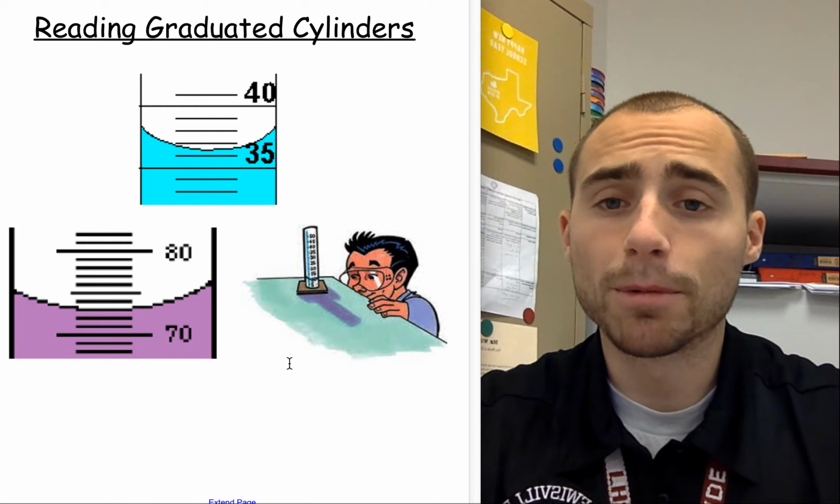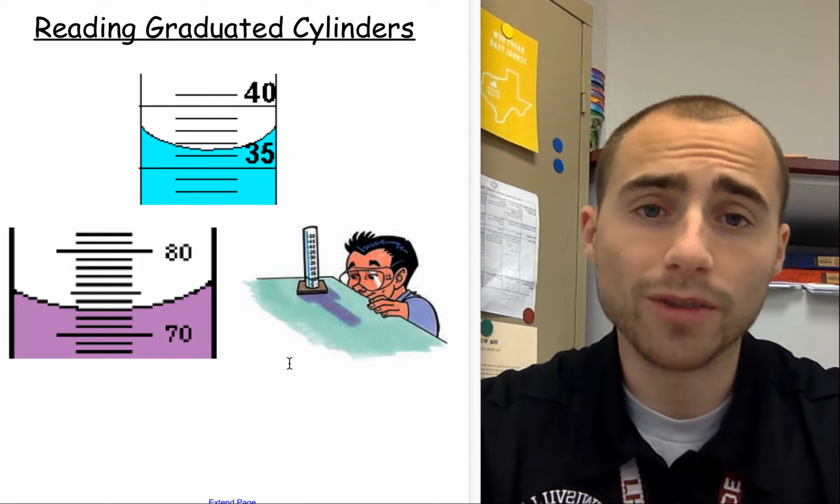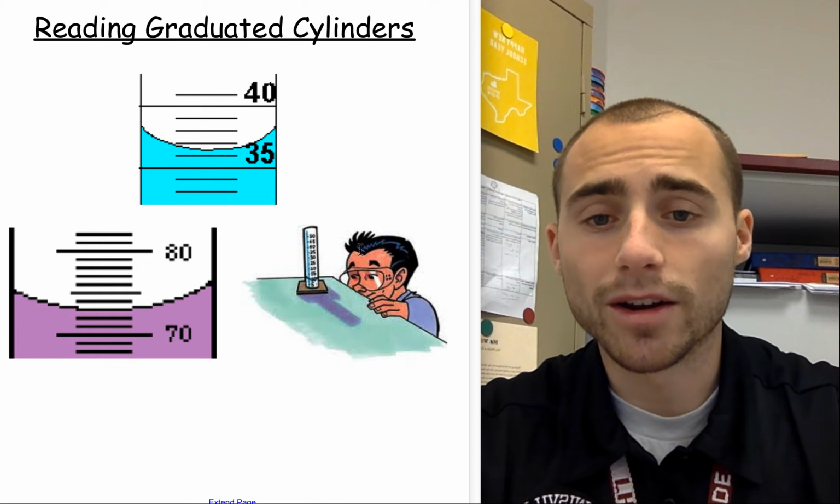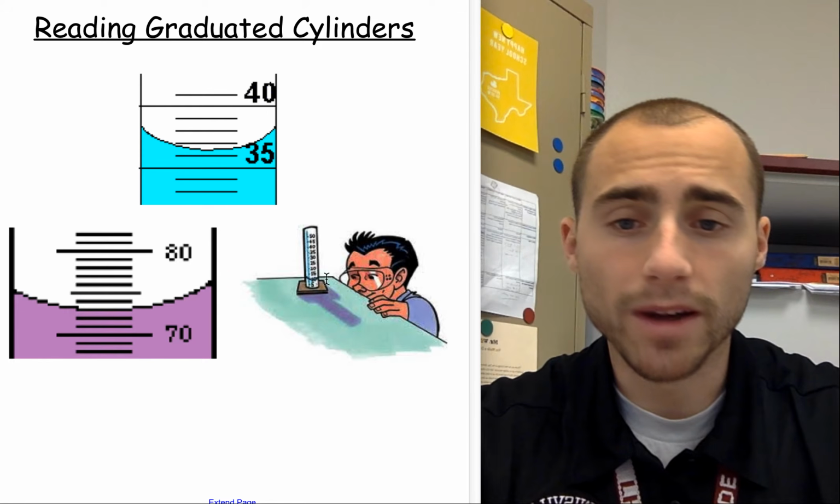In order to properly measure the amount of liquid you've put in a graduated cylinder, you have to get down on an equal plane with wherever the liquid ends.